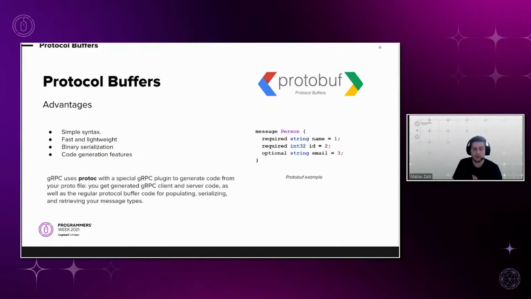And the code generation is made by this protoc, which is this executable. It comes with a gRPC plugin, and it will generate code from that proto file. Okay, you will define your services and your messages, and you will get your generated code on client and server. And that will make your client and server generated code.